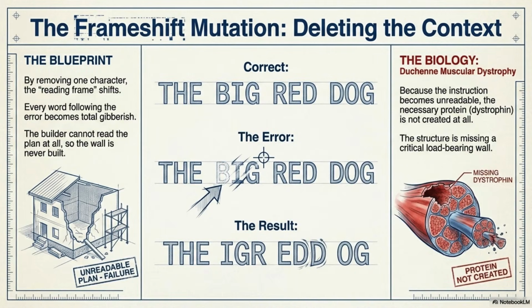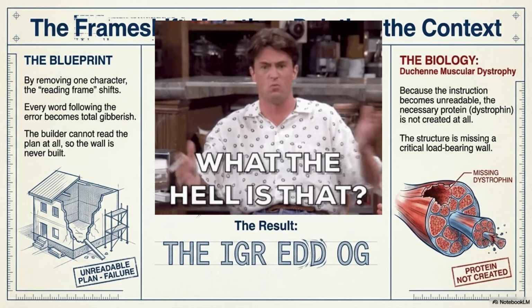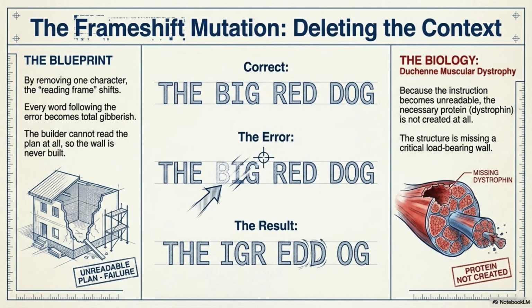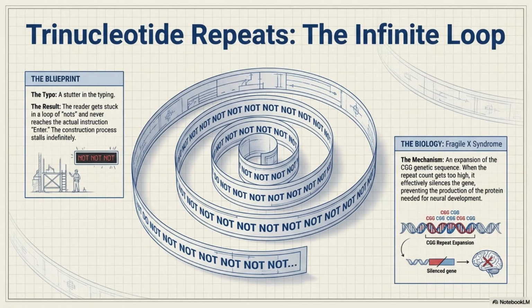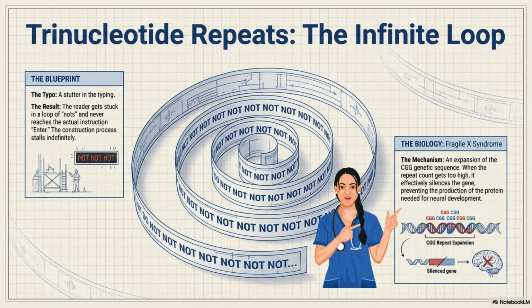Frame shift mutation, deleting or adding a letter. Example, instructions, the big red dog, delete the B, then it becomes the IGR EDD OG. The entire instruction becomes gibberish. Example is Duchenne muscular dystrophy. Trinucleotide repeats or stuttering. Example is do not, 100 times, then enter. Example is Fragile X syndrome.